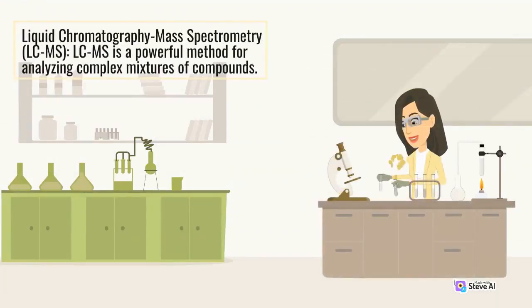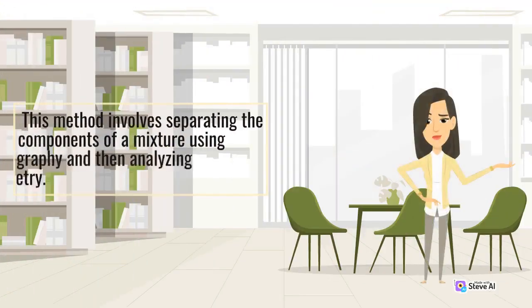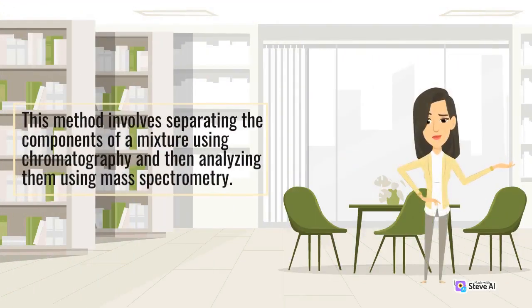Liquid chromatography mass spectrometry, LCMS. LCMS is a powerful method for analyzing complex mixtures of compounds. This method involves separating the components of a mixture using chromatography and then analyzing them using mass spectrometry.